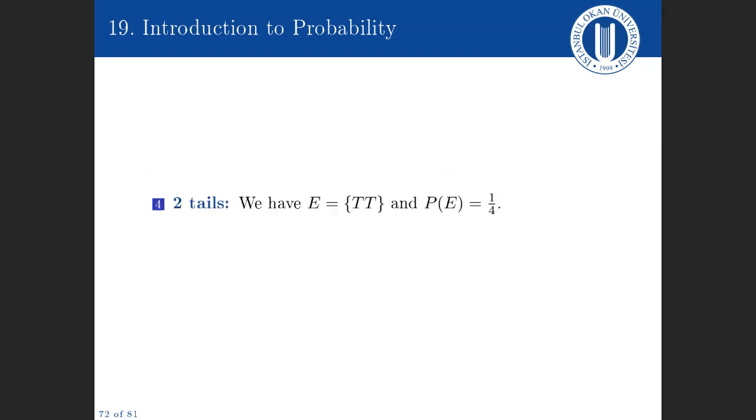What is the probability of getting two tails? Now we have a simple event because the only way of getting two tails is by getting tails tails. So the probability of E here is a quarter.